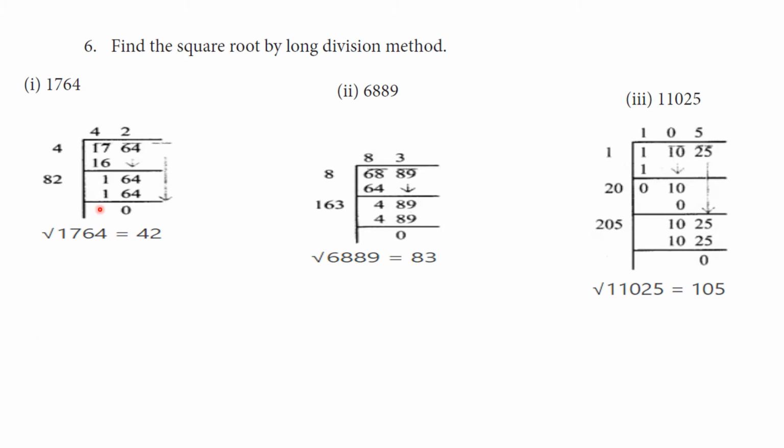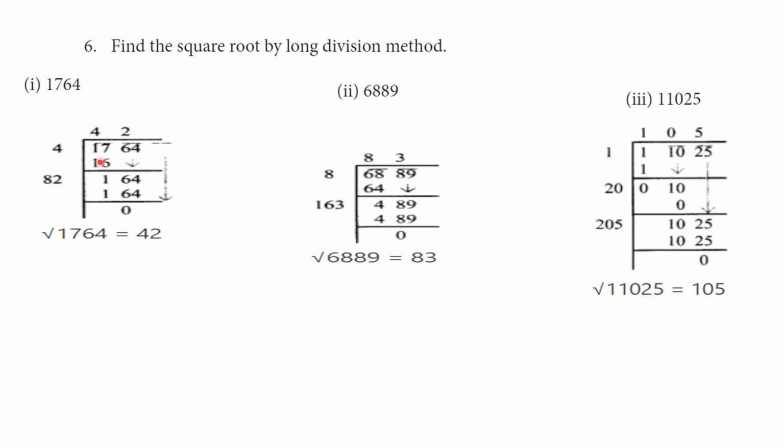Find the square root by the long division method. Already we have seen prime factorization. Now, in the long division method, first you count the digits, 1764, 4 digits. From right to left you separate into pairs of 2. So here I am separating 64 and 17 separately. I have written it here.